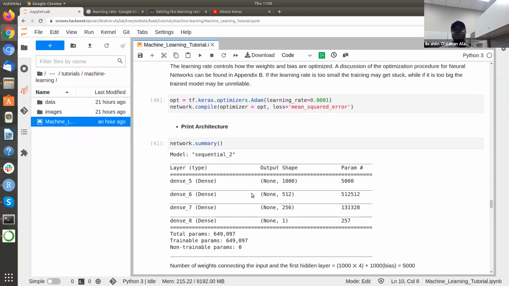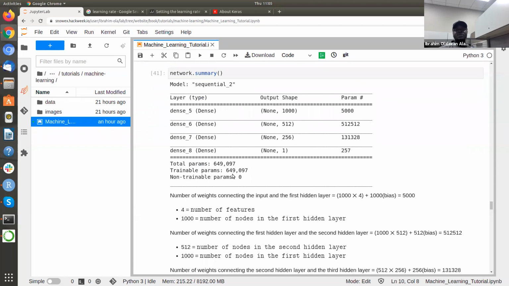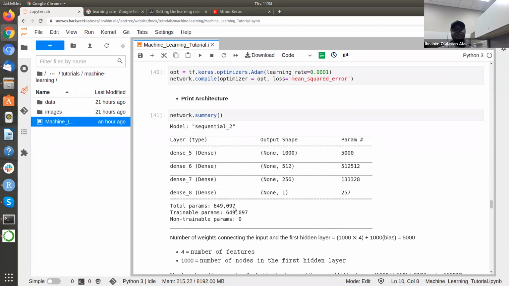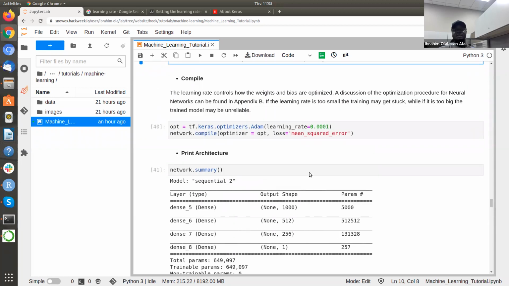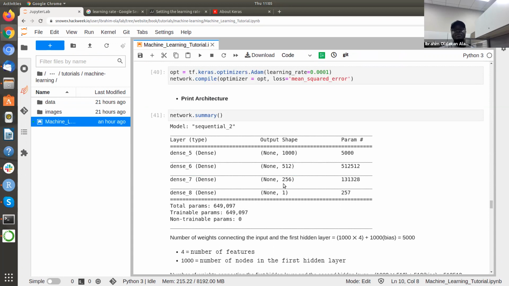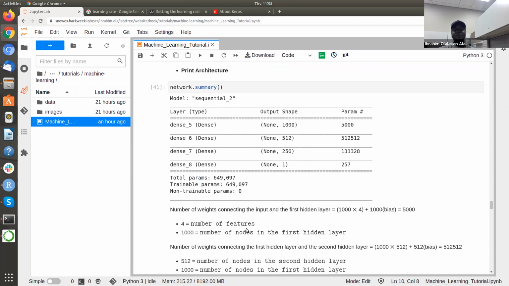Then the next thing is we have to print our architecture. And then it means here for this architecture that I specified here, I have 649,094 parameters to estimate. And then how are these calculated? So we start by what? The first hidden layer here has 1,000 inputs, and then we have 4 features from the input layer.